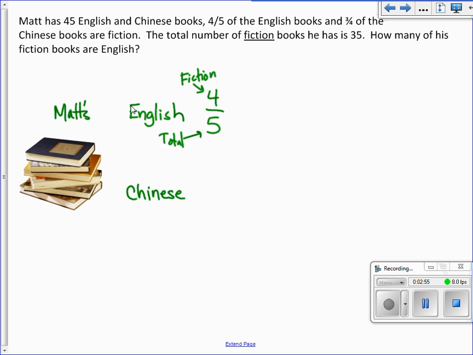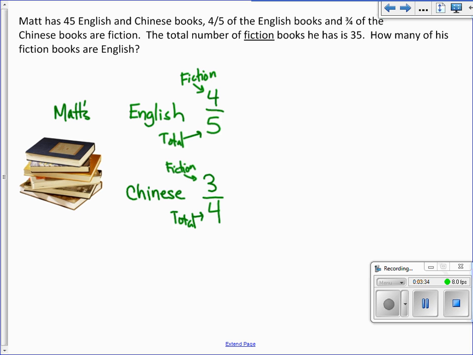What do we know about the Chinese books? 3/4 of them are fiction. All right, now let's be very specific. In that fraction, what's the 3 telling us? The 3 is telling us how many of the Chinese books are fiction. And then what's the 4 telling us? The 4 is telling us the total Chinese books he has. All right. So you guys all agree with that, right?